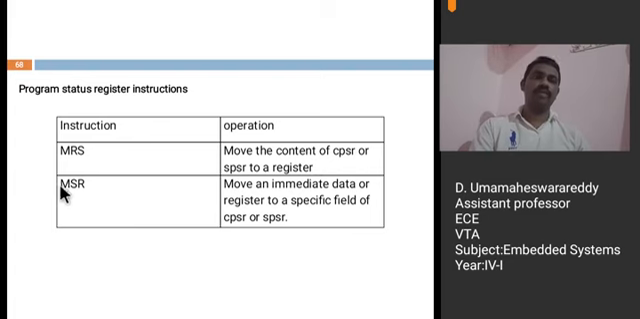Next, MSR. What it will do? It will move an immediate data or register that's specified in the instruction to a specific field of CPSR or SPSR. This is the reverse thing. It will copy or move the data, immediate data or data present in the register, to the current program status register or saved program status register.